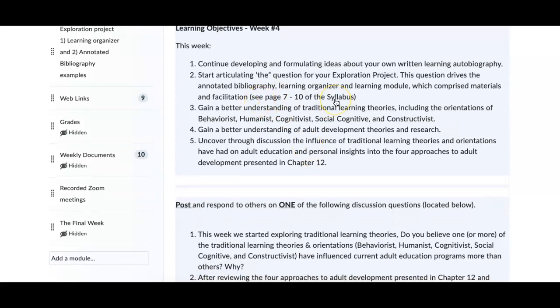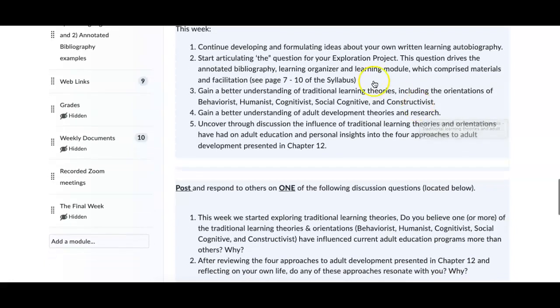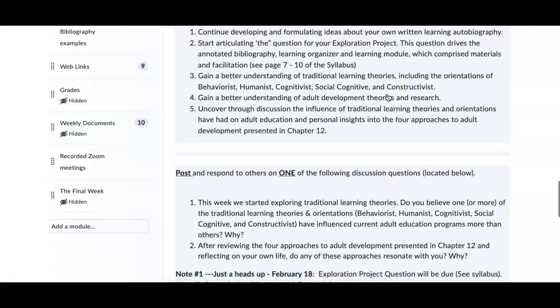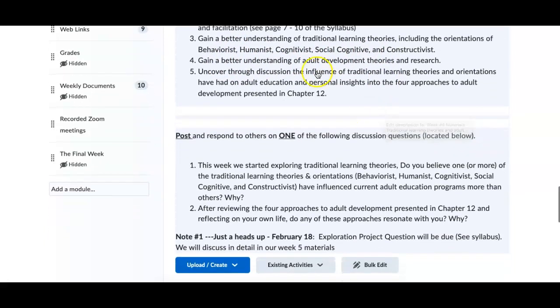Take a look at the syllabus for specific information on that. Gain a better understanding of traditional learning theories. And these are important, first of all, in the study of adult education and adult learning, and andragogy, the art and science of teaching adults, which we will be digging into more next week. Gain a better understanding of adult development, theories and research. Uncover through discussion the influence traditional learning theories and orientations have had on adult education.